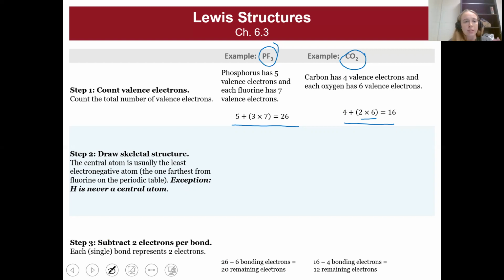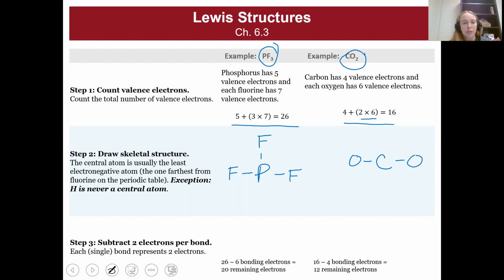Now we want to draw our skeletal structure. So fluorine is a super electronegative atom, so that one's going to be on the outside, and phosphorus is going to be on the inside. That's our skeletal structure. We got a central atom and terminal atoms. Oxygen is more electronegative than carbon, so carbon's going to be our central atom. We put carbon in the middle, and oxygen are our 2 terminal atoms.